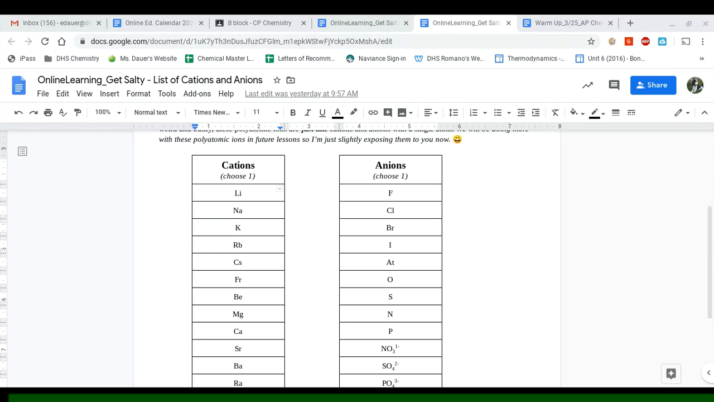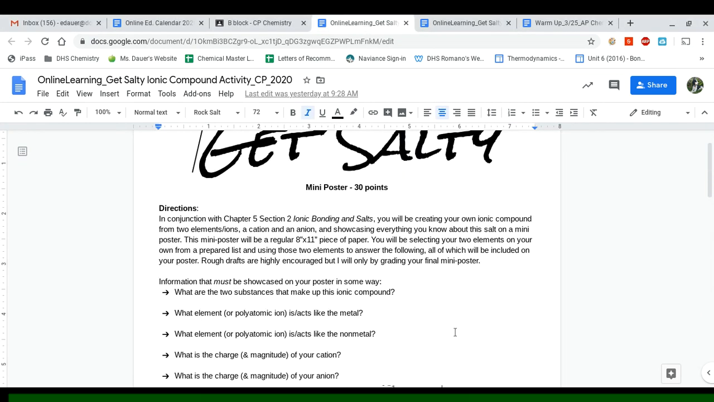Good morning, guys. So I just wanted to give you a little bit more direction, maybe some audio, something that's easier to say rather than type, but a little bit more direction on your Get Salty poster. So in general, you have this Get Salty poster.